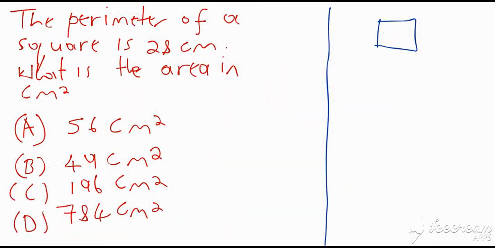Guys, here's our first question on measurement. It says that the perimeter of a square is 28 centimeters. What is the area? Bear in mind that the perimeter is the distance around, and over here on the right you see me have a square.